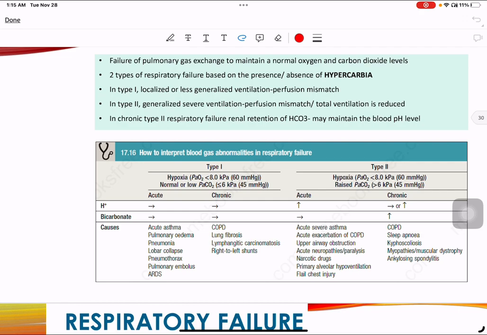Both are divided into acute and chronic cases. What are the acute causes of type 1 respiratory failure? Acute asthma, pulmonary edema, pneumonia, lung collapse, pneumothorax, pulmonary embolus, and ARDS. What are the chronic causes of type 1 respiratory failure? COPD, lung fibrosis, lymphangitic carcinomatosis, right to left shunt.